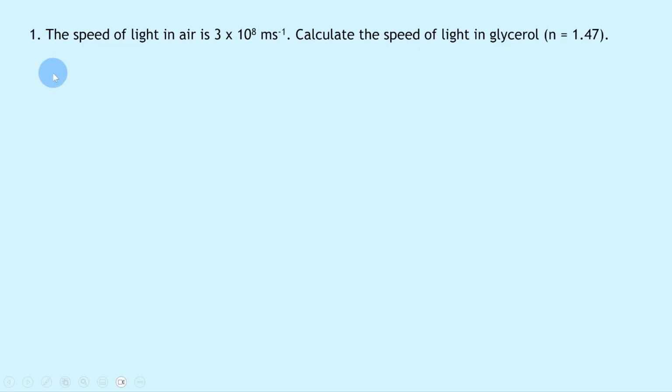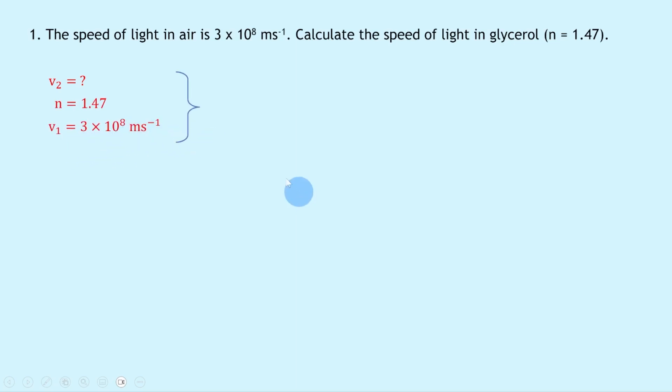So let's get going. Question 1 says the speed of light in air is 3 times 10 to the 8 meters per second. Calculate the speed of light in glycerol, which has a refractive index N of 1.47. Well, writing down what we know from the question, we're trying to find V2, the speed of light in the denser medium. We know the absolute refractive index N is 1.47, and V1, the speed of light in air, is 3 times 10 to the 8 meters per second.